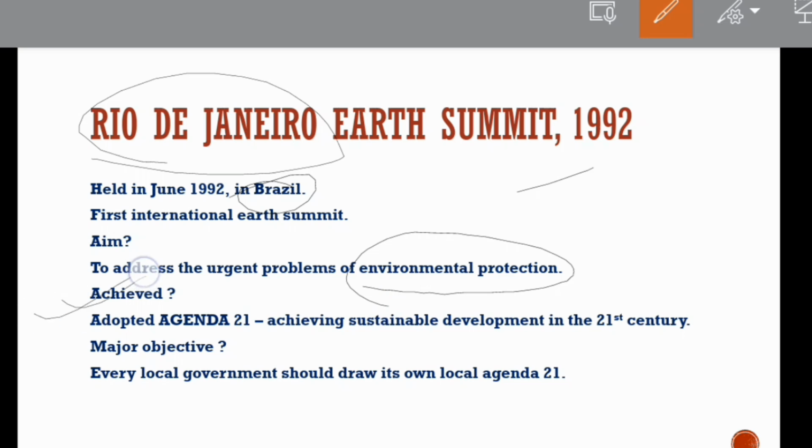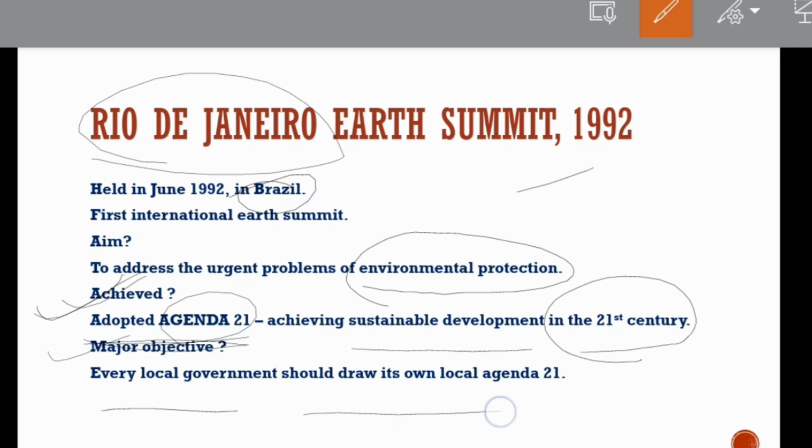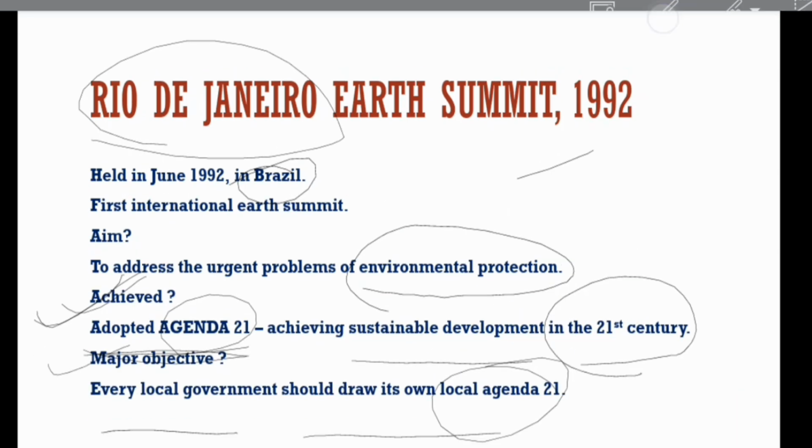What was the conclusion? We adopted Agenda 21. What is Agenda 21? It is to achieve sustainable development in the 21st century. What was the major objective of Agenda 21? It is that every local government should draw up its own local Agenda 21.